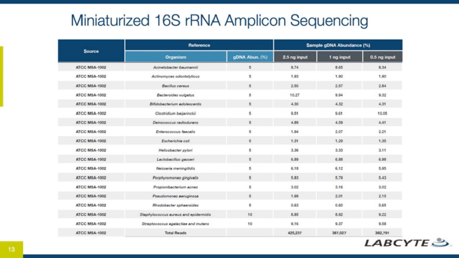And once again, you'll see the trend stays the same across different input amounts from 2.5 to 1 to half a nanogram. The read percentage continues to be consistent across all three. So that gives us confidence to not only miniaturize the reaction, but also, in cases where we have very little sample input, be confident that the answer would be the same.